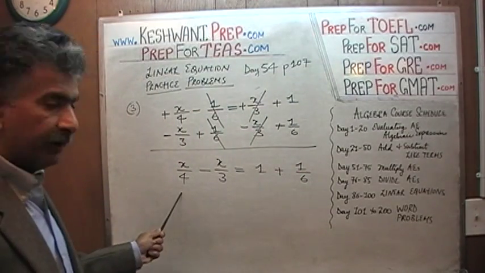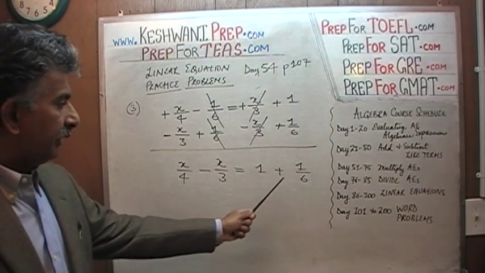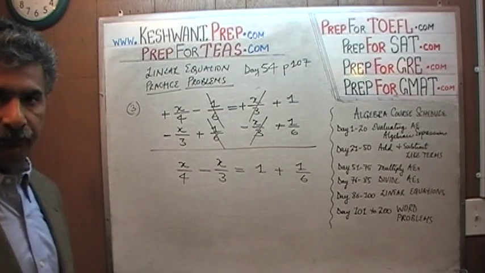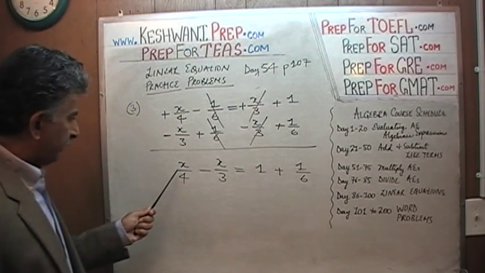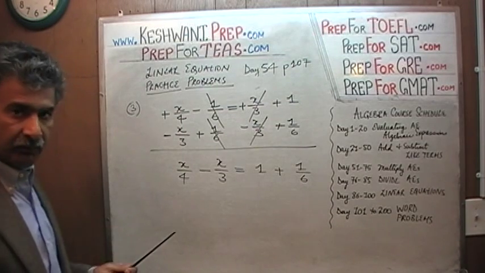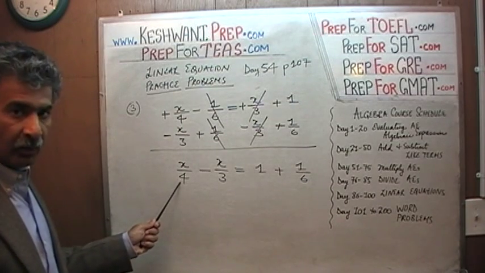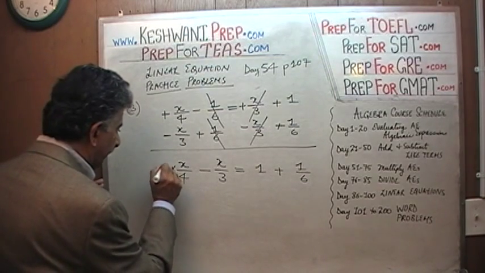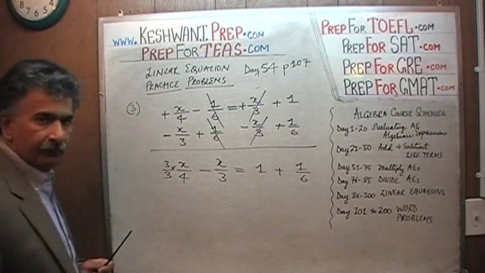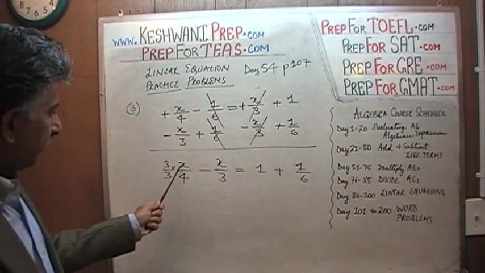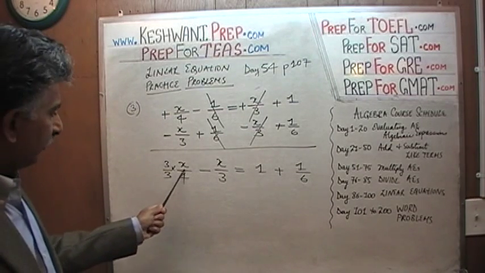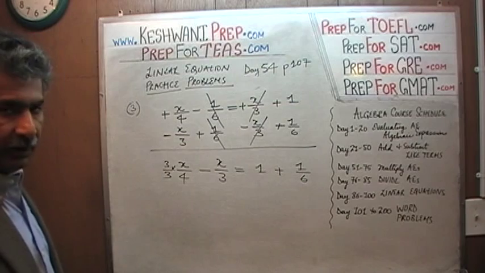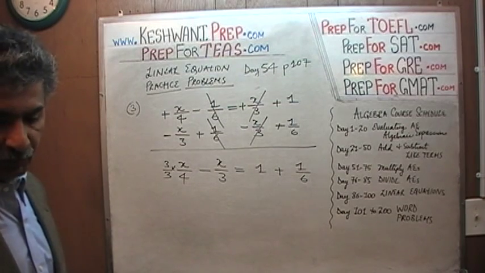We are almost there. Now we have to find the common denominator of the left hand side and the common denominator of the right hand side, and off we go. Common denominator here is going to be 12. How do we make the denominator of this one 12? It's very simple. Multiply top and bottom by 3. In essence, we're multiplying x over 4 by 3 over 3, which we can do because 3 over 3 is just 1.